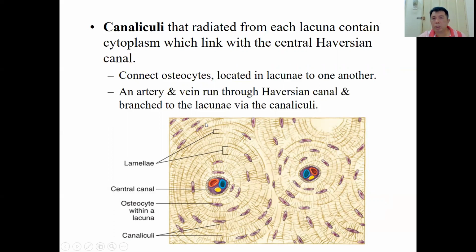Canaliculi radiate from each lacuna and contain cytoplasm, which links with the central Haversian canal. So they connect osteocytes located in the lacunae to one another. See here, they connect to each other. An artery and veins run through the Haversian canal and branch to the lacunae via the canaliculi. So the material exchange, gas exchange and nutrient exchange occur in the canaliculi between the lacunae.